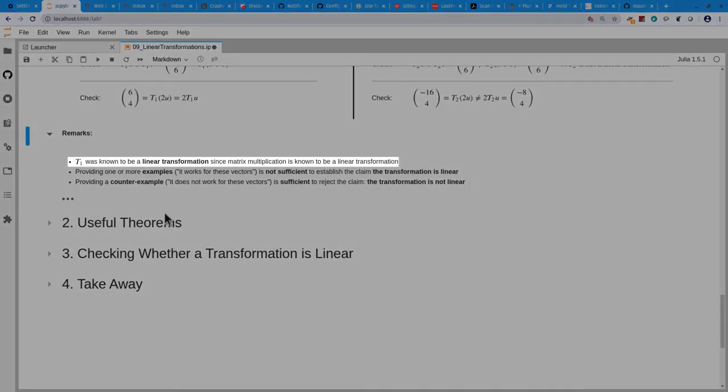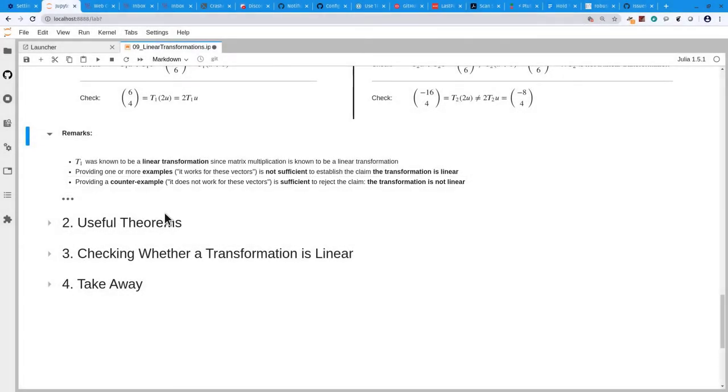So here are some remarks. First, T1 was already known to be a linear transformation since matrix multiplication is known to be linear. Providing one or more examples, saying it works for these vectors, is not sufficient to establish the claim that a transformation is linear. However, providing a counterexample, saying it does not work for these vectors, is sufficient to reject the claim. If I have a counterexample, then the transformation is not linear.